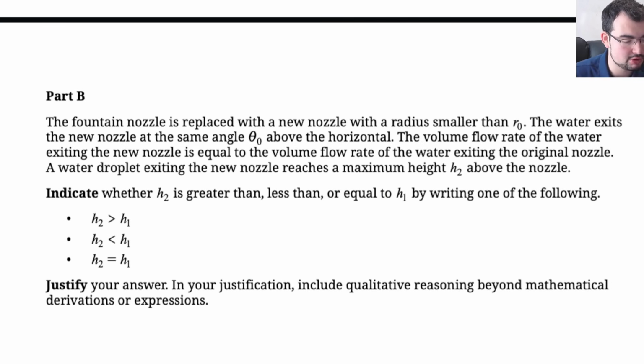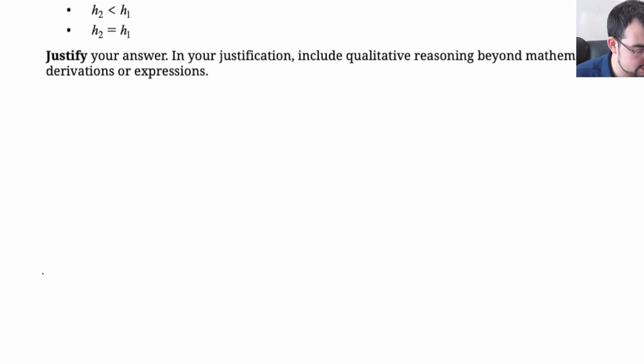And then we have the conceptual part. So we replace the nozzle with a new nozzle of smaller radius and same angle of launch, but it says the flow rate of water is the same. So that's our key detail here, is that flow rate, which is equal to AV, is a constant in this problem. And it says that we're just shrinking the radius. So I'll show you my answer that honestly would probably get all 3 points.